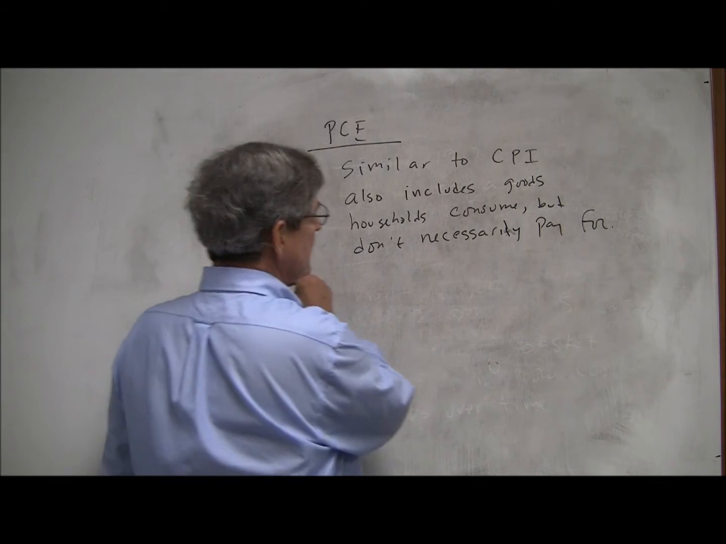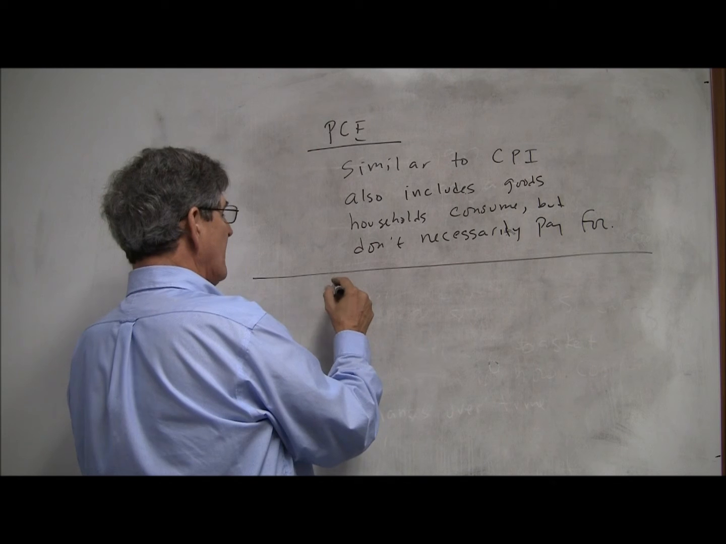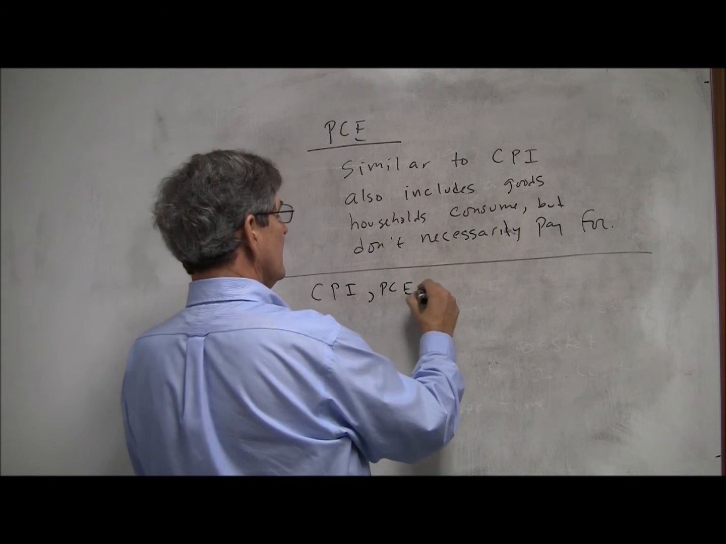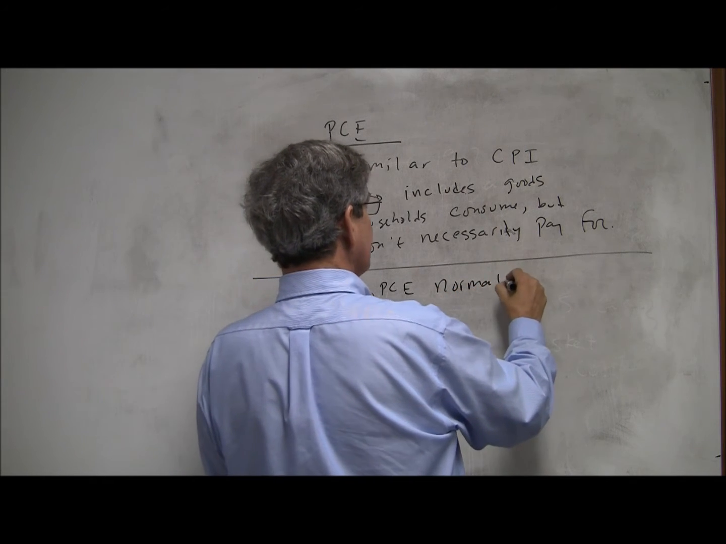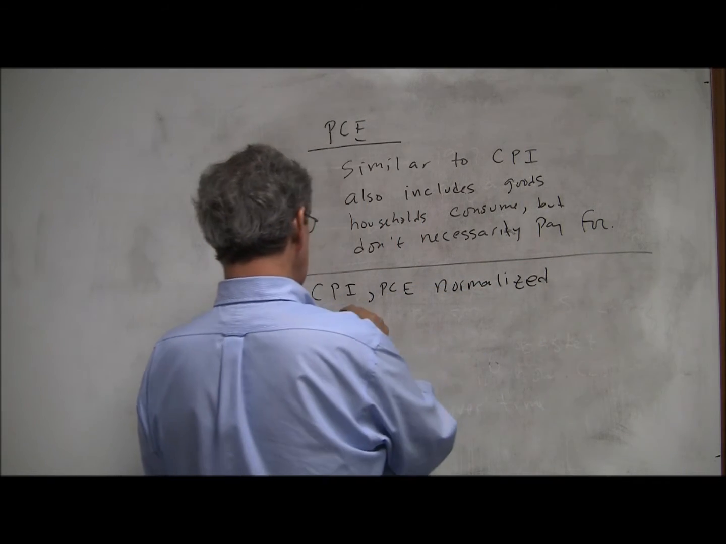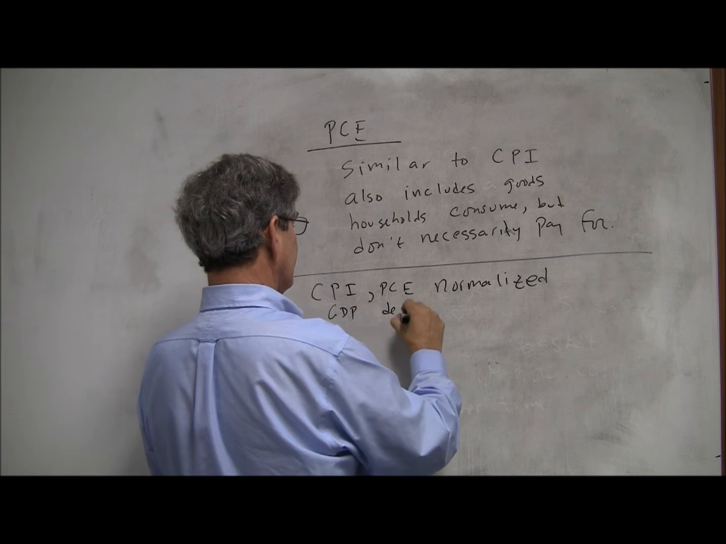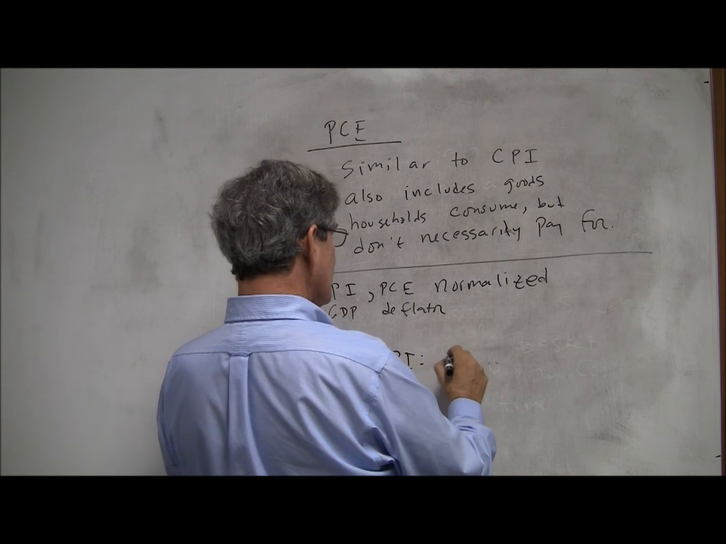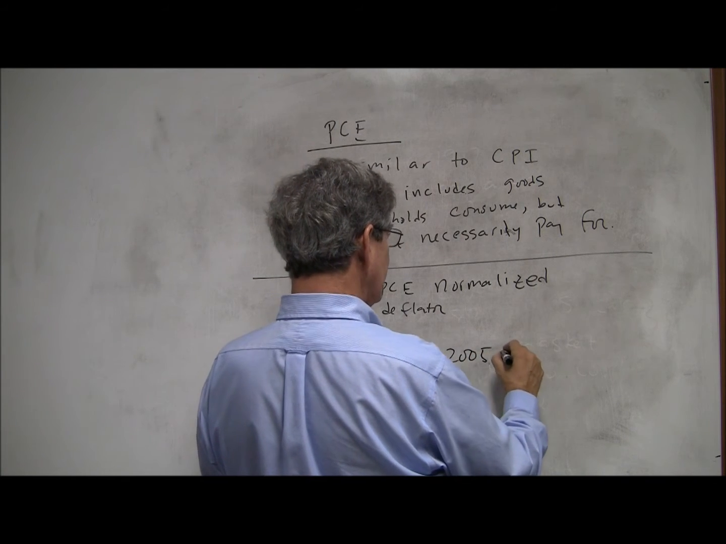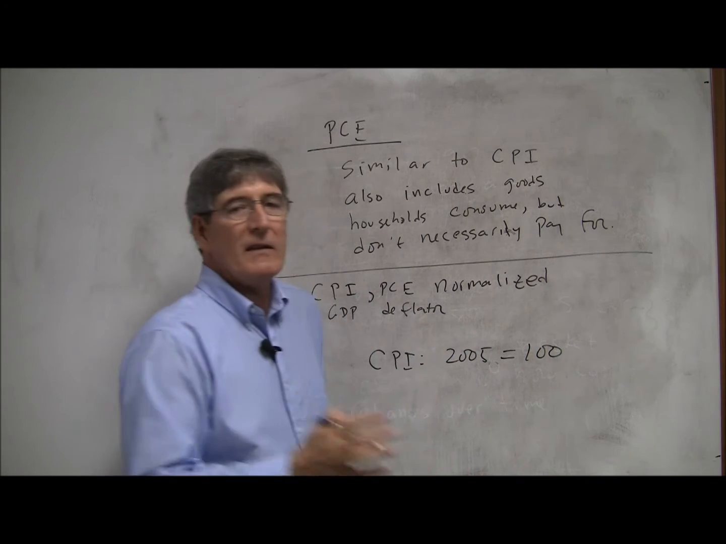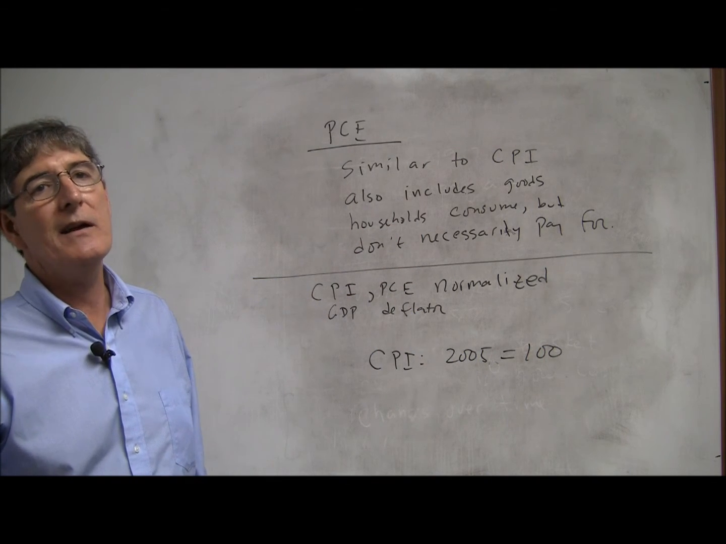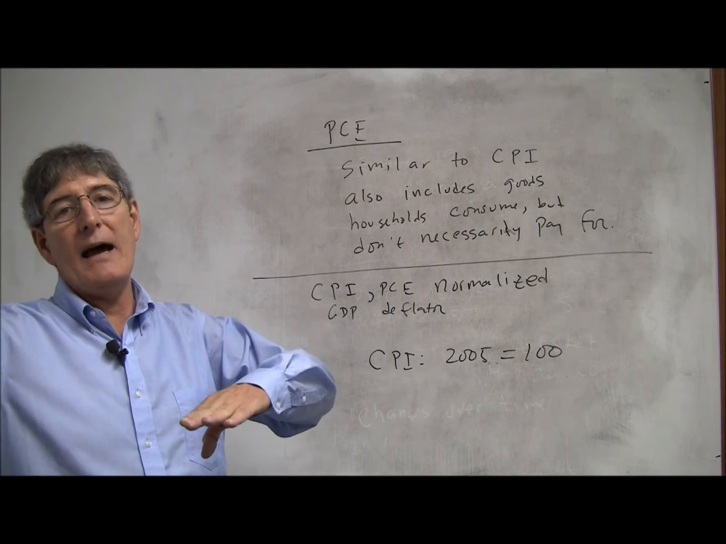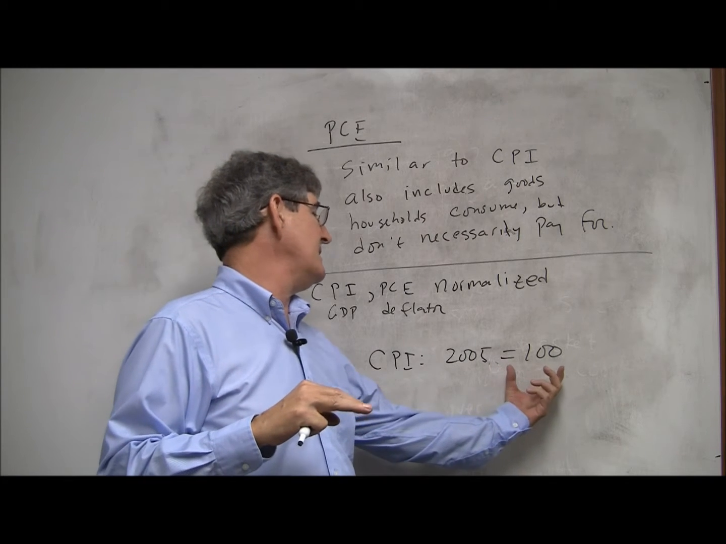The other thing I want to note is that most of these are normalized. So the CPI and the PCE are normalized. Actually, so is the GDP deflator. For instance, the CPI is set so that in 2005, the base year, it's equal to 100. So if the basket of goods costs 200, they just multiply it by half to normalize it to 100, and they keep doing that. This just makes it easy to keep track over time.